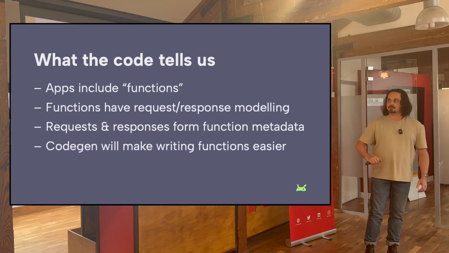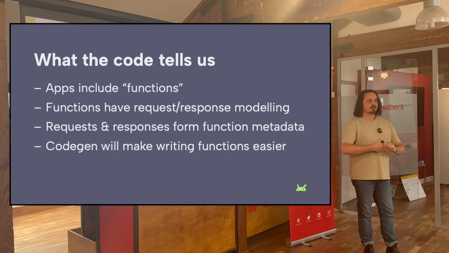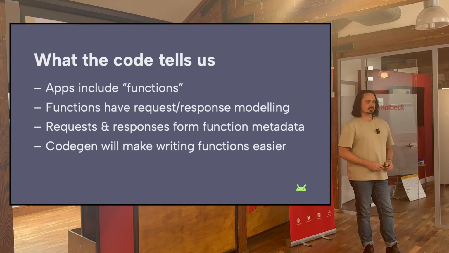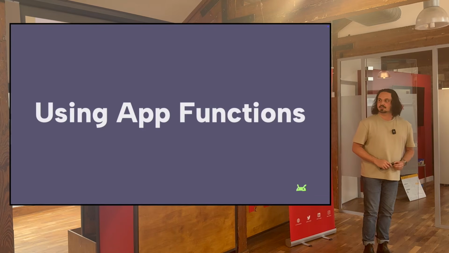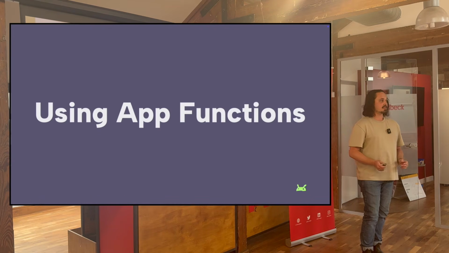So to kind of sum all that up, we know that apps can include functions. Functions have request and response modeling. Those requests and responses form some metadata that gets bundled into your APK. And there's going to be code gen that exists in the SDK that'll make writing functions easier. So we're going to try to jump into some code very shortly. And we'll run through what writing one of these app functions looks like based on all that code we've found.